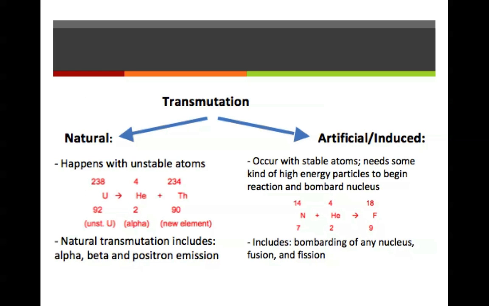So just a little to start with that. Natural is going to happen with any unstable atom. So this happens spontaneously on its own. So this can include alpha, beta, and positron emissions, which we've talked about.